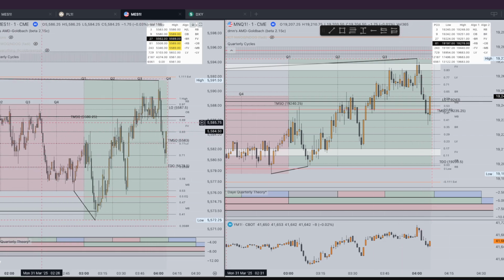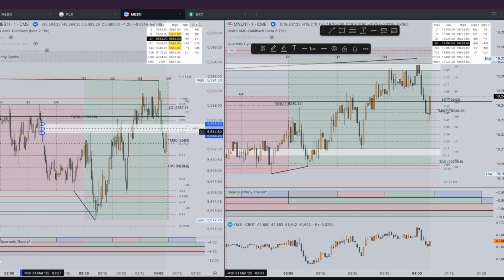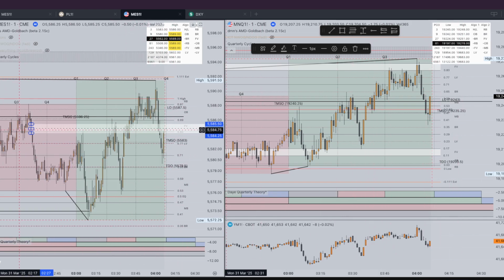So if we kind of look at this, right, this thing over here, that's a BPR, right? So it came lower, took liquidity, then it went up, took liquidity. So what is this? Balance price. Where is it? In the fair value gap.